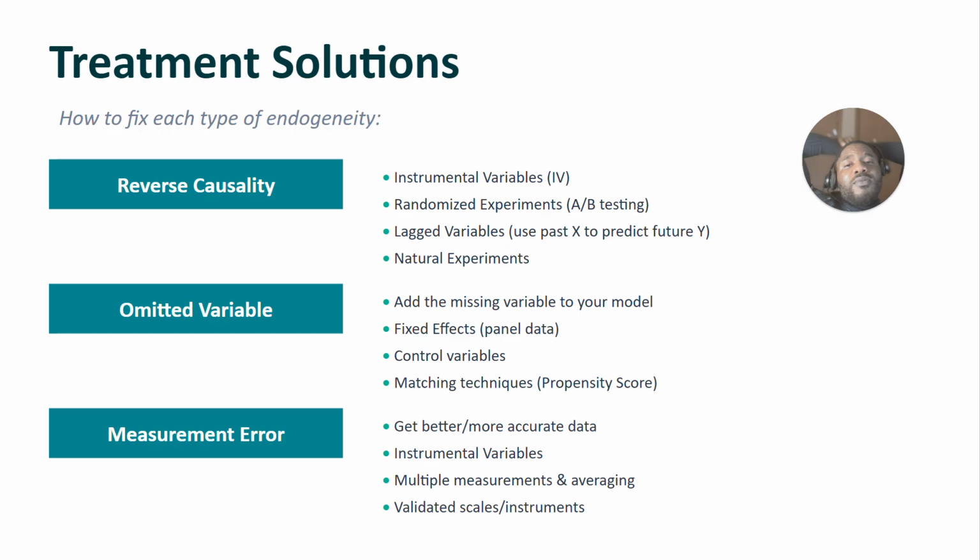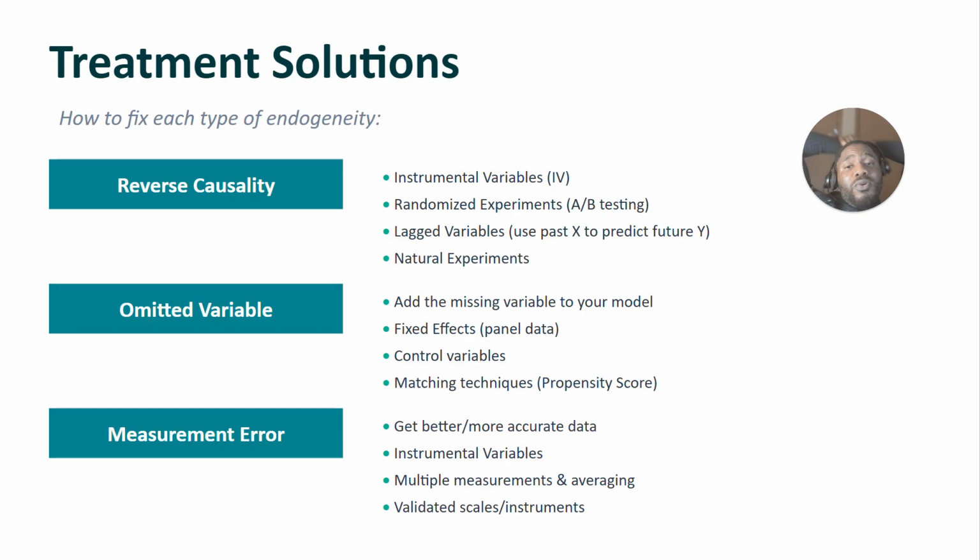So, instrumental variable is finding a variable that affects x but not y directly. This is a topic for a new video. You can run a randomized experiment, an A/B test, where you randomly assign treatment. You can use a lagged variable, using past values of x to predict y, or you can look at natural experiments.